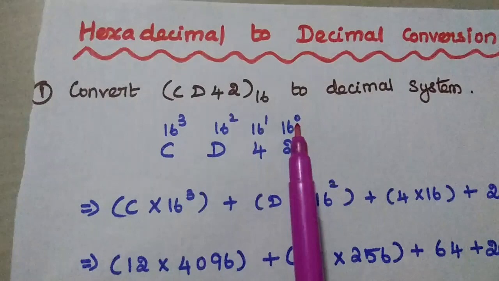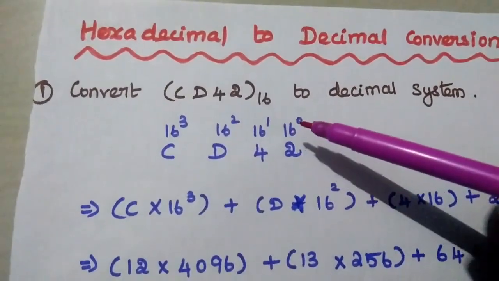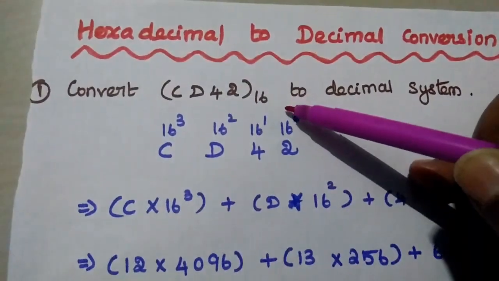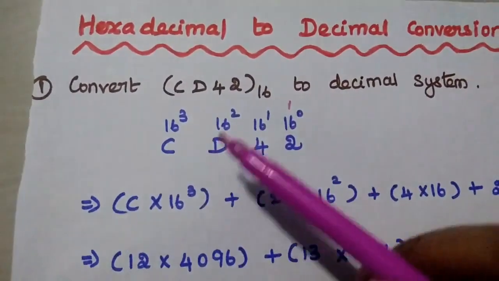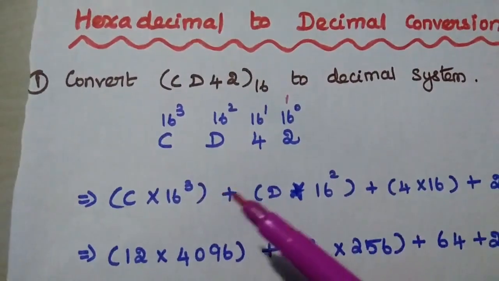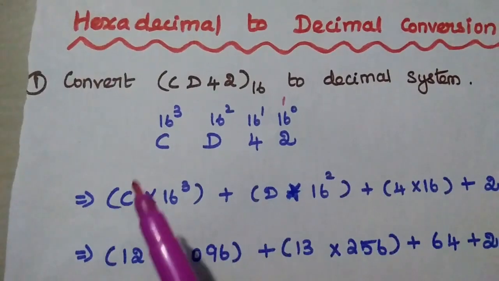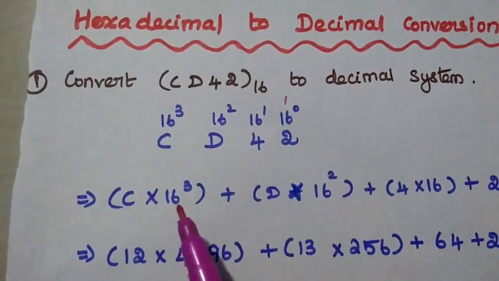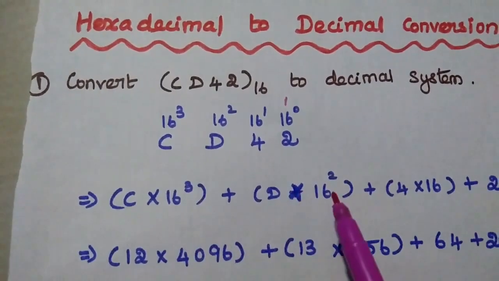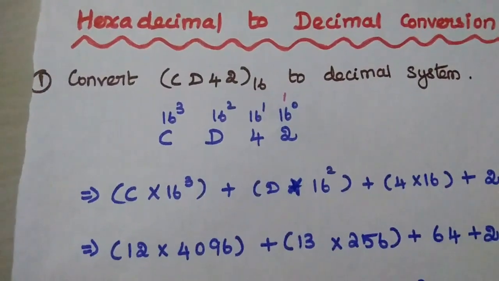So 2 is the first digit, with place value 16 power 0, which is equal to 1. The next ones are 16 power 1, 16 power 2, 16 power 3. After that, we multiply each digit with its weight. So C into 16 power 3, D into 16 power 2, 4 into 16 power 1, plus 2 into 16 power 0.